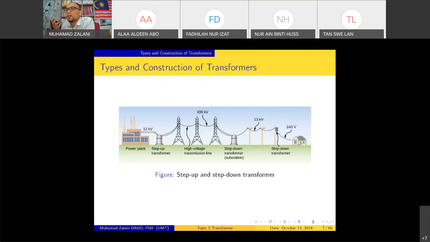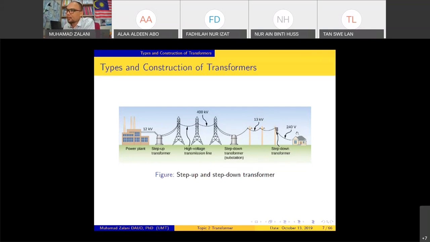So that is why we need the transformer to firstly step up the voltage to a high level, up to a few hundreds of kilovolt, and transfer it over long distance using transmission lines. Then when it arrives at the transmission substation, we have another type of transformer, a step down transformer, to lower the voltage to 13 kilovolt so that it can be transferred using the smaller poles here. So these poles will transfer lower voltage, around 13 kilovolt. Up to here, we have another step down transformer, located at the top of the electric pole, to further step down the voltage from 13 kilovolt to 240 volt.